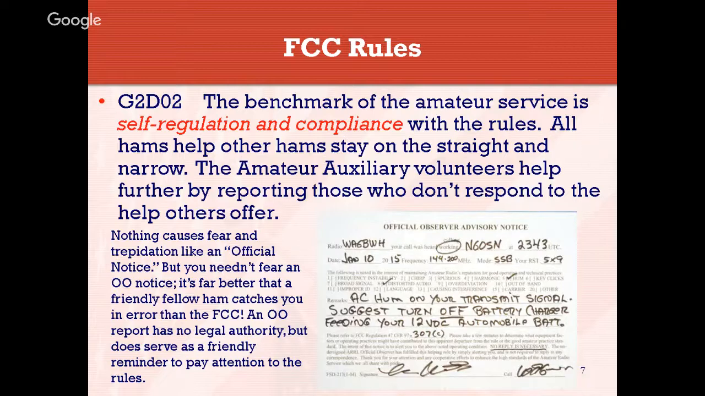But at any rate, in this particular advisory, this official observer has noted another thing. It's not necessarily a violation, but there was AC hum on the transmit signal. So they send a little note to you directly without involving the FCC, and they make a suggestion like turn the battery charger off that's feeding your 12-volt DC automobile battery. So they also do things like that. They're helpful in a technical way as well. So there you go. We'll move right along.